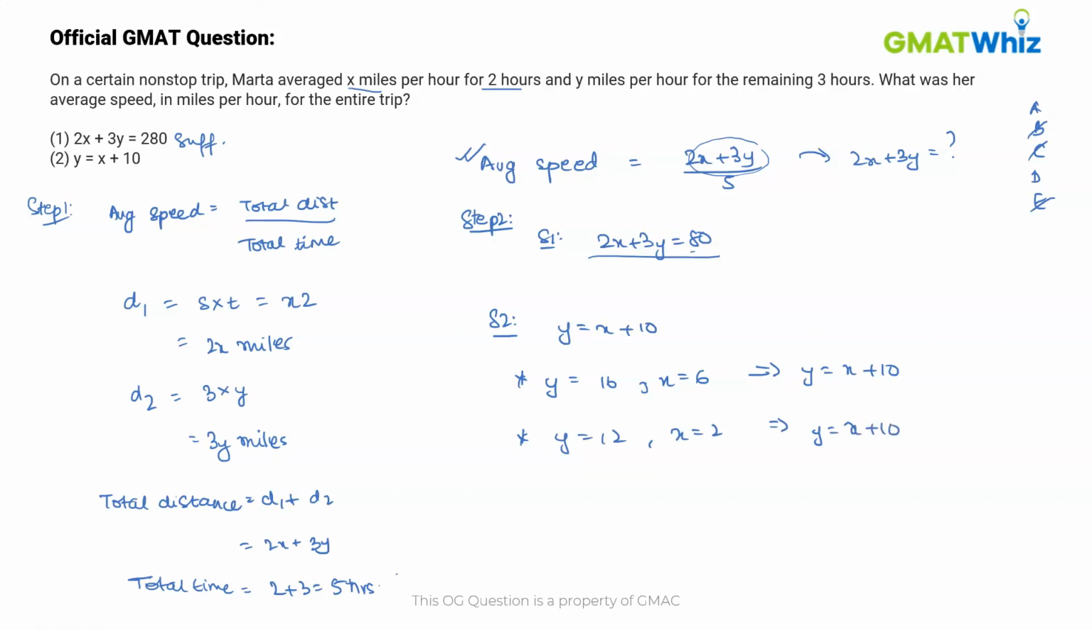Since we are not getting any unique answer, we cannot find the value of average speed using statement 2, and hence statement 2 is not sufficient. So the correct answer is option A.